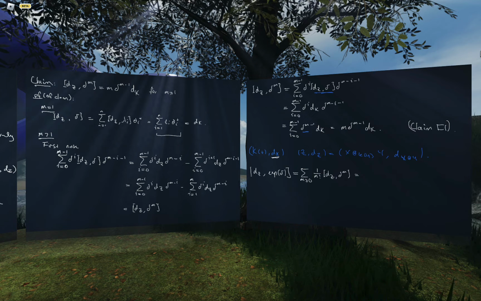And then we just write in what we use our claim, I suppose. The m cancels with one of the m's on the bottom, leaving us with m minus 1 factorial on the bottom. And we have delta to the m minus 1 and the dk remaining. And re-indexing, this is just the same thing as exp of delta dk.